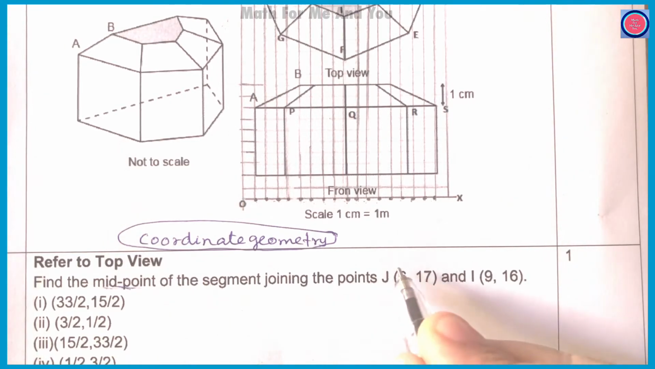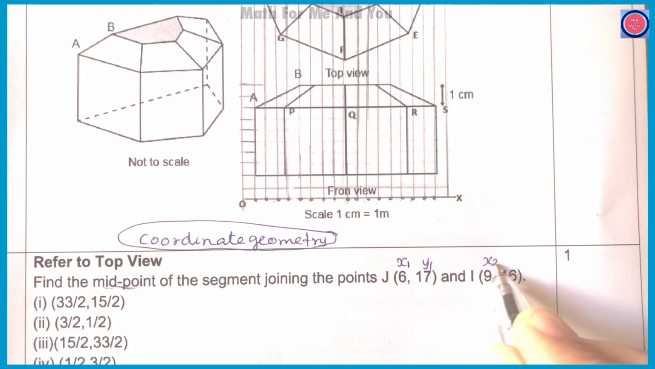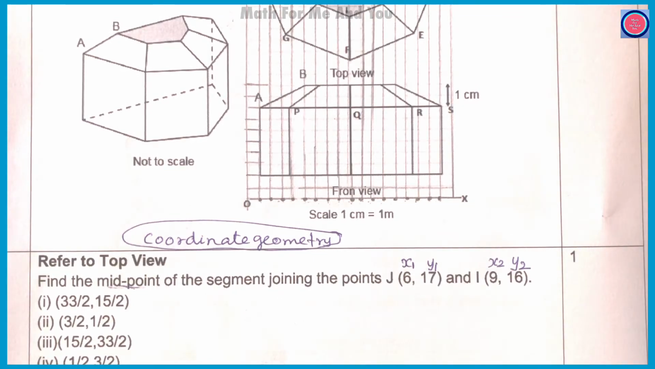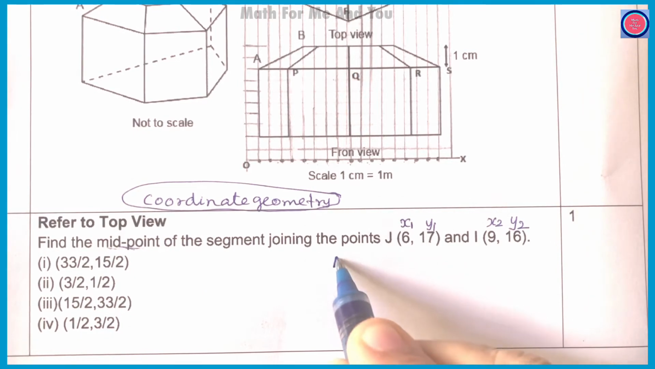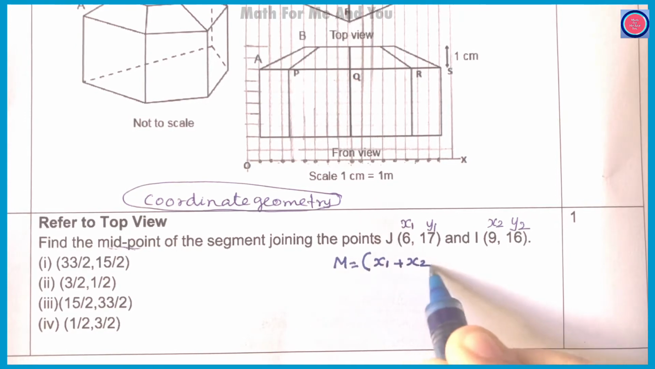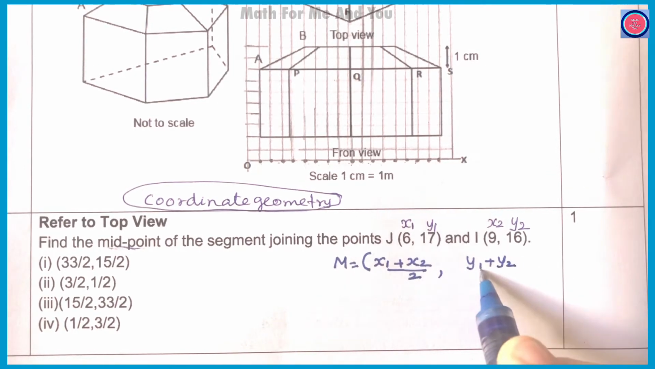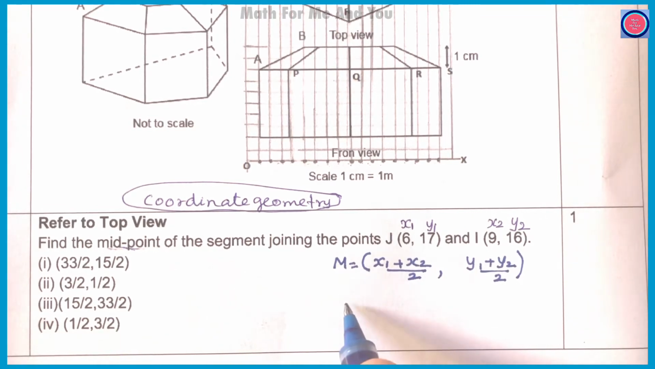What is the midpoint formula? If we have 2 points, I am going to mark the points as x1, y1 and x2, y2. If 2 points are given, we can use the midpoint formula. If M is the midpoint, it's a point, so we have to write the x coordinate and y coordinate. M is equal to, what is the x coordinate? x1 plus x2 over 2. This is the x coordinate of the midpoint. What about the y coordinate? y1 plus y2 over 2. Substitute the values and find the midpoint between J and I.